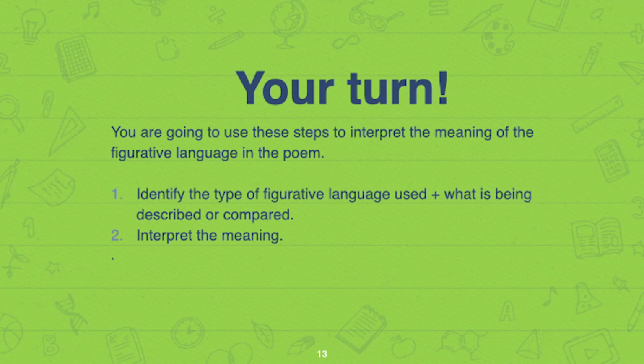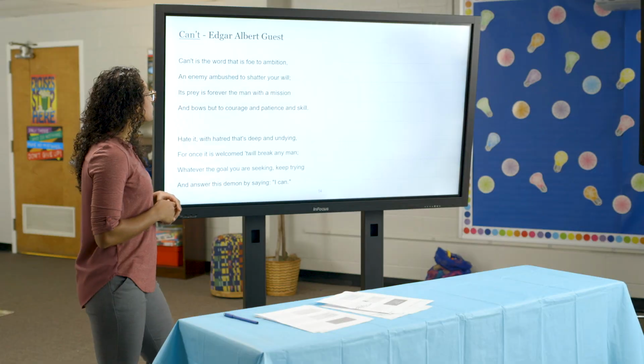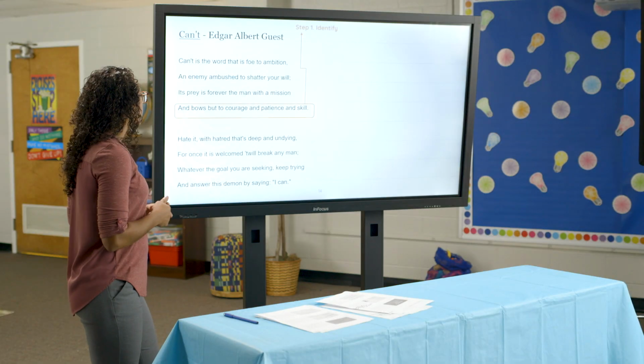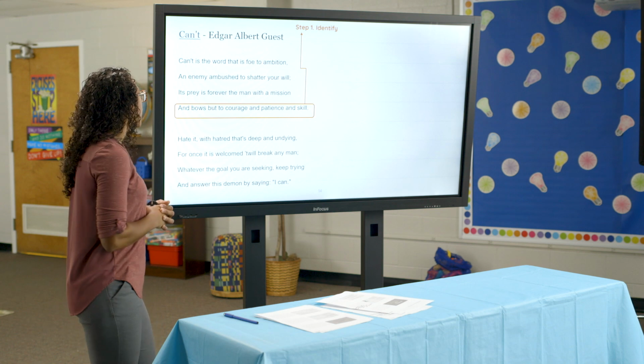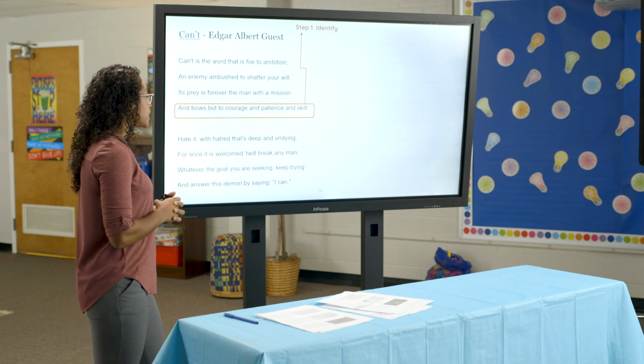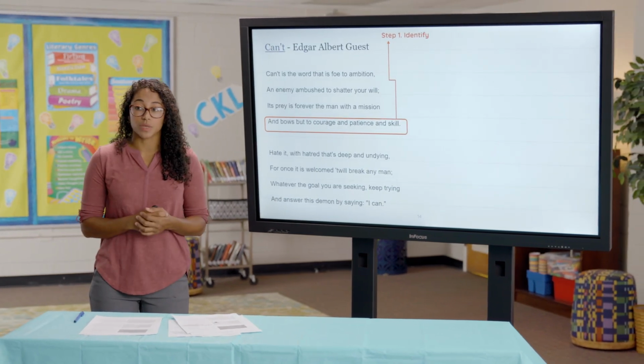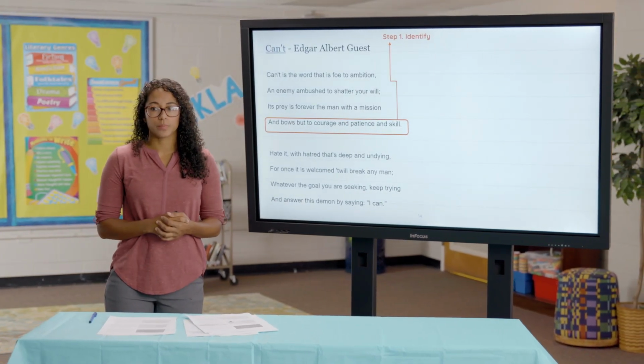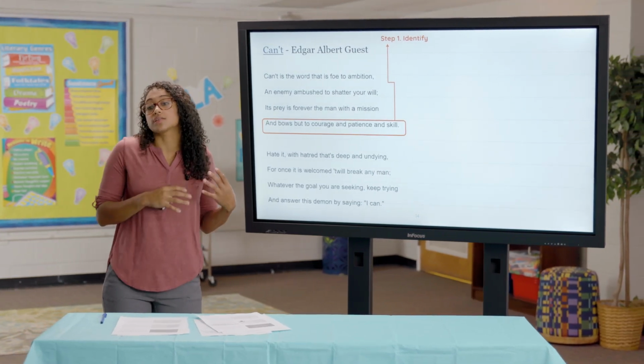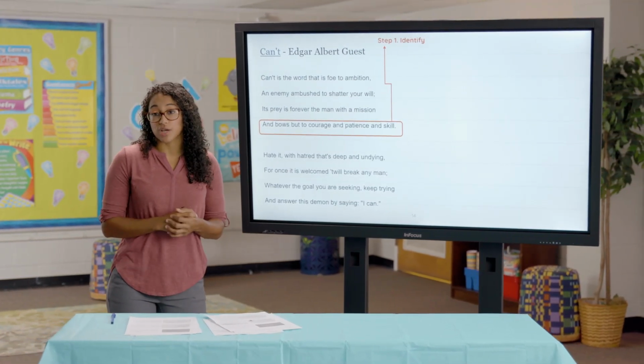So now it's your turn. You're going to use the same steps that I used to interpret figurative language in the poem. First, you're going to identify the type of figurative language used, and you're going to say what is being compared or being described. Then you're going to interpret the meaning of the poem. For your practice, let's look at this last line: "and bows but to courage and patience and skill." So looking at this line, what type of figurative language is being used, and what does the author mean here? Take a second, pause the video, and follow the same steps, and we'll go over it to see if you're on the right track.